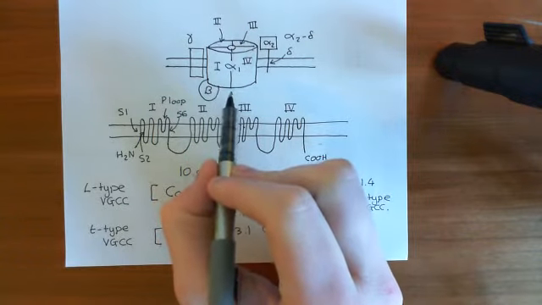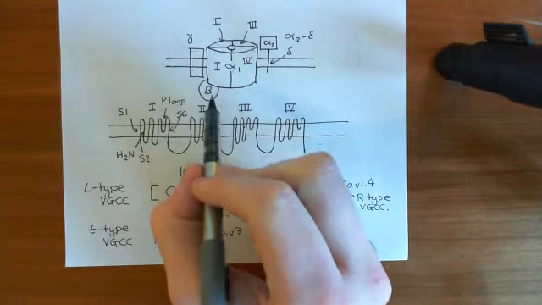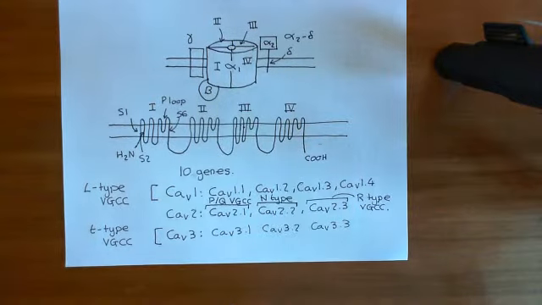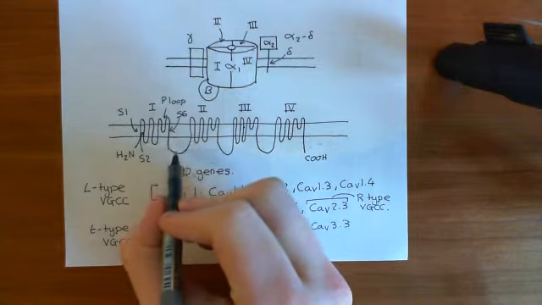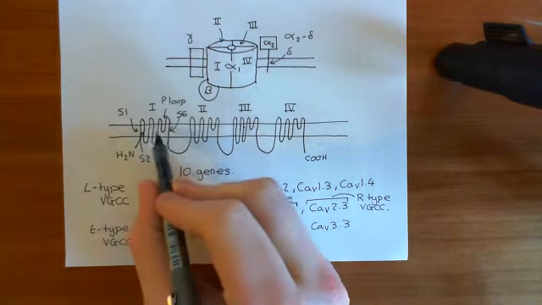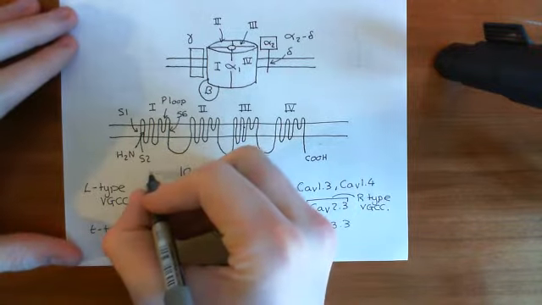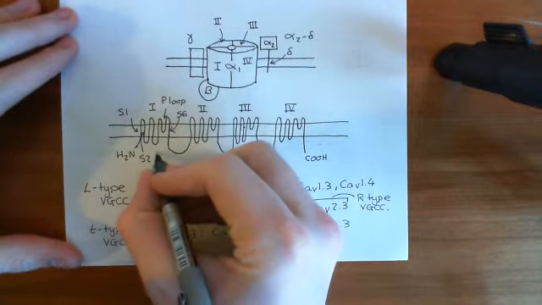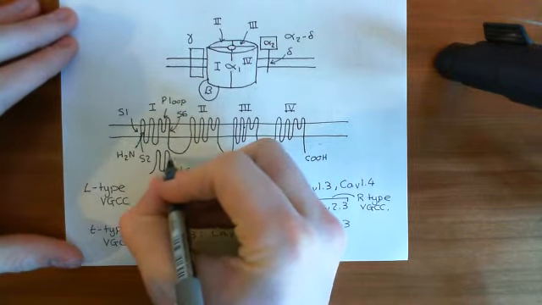So the beta subunit has a structure with 4 alpha helices, but they're not membrane-spanning alpha helices. And basically the beta subunit is going to bind to this intracellular loop between the first domain and the second domain here. Okay, so I'll show the beta subunit here. So here are these 4 alpha helices, like so.